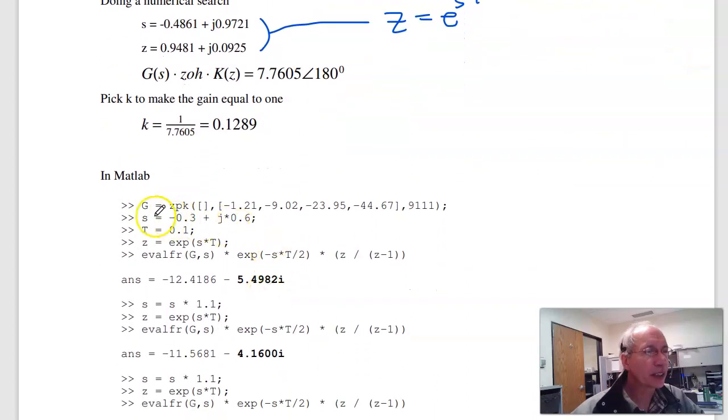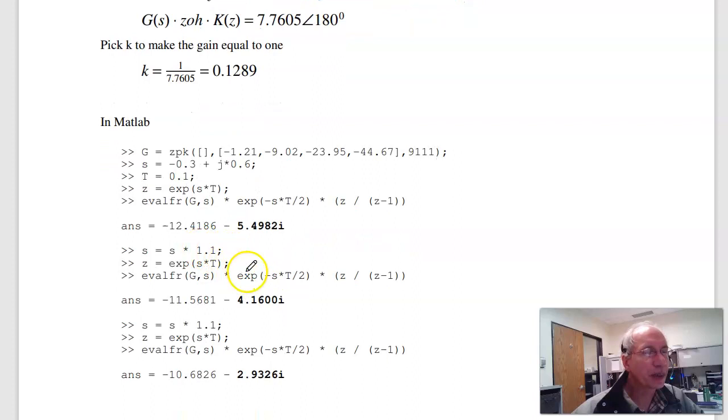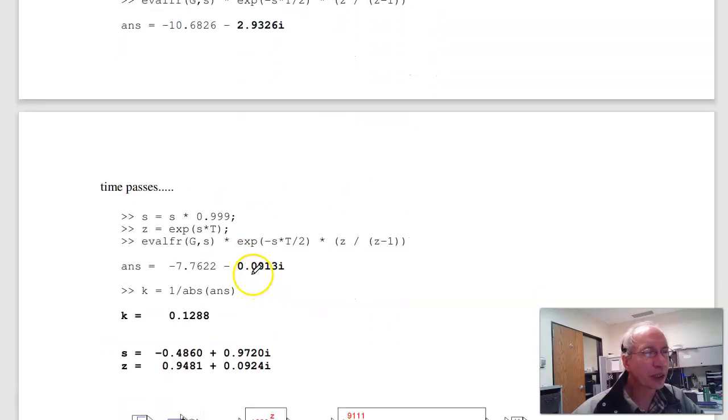And in MATLAB, I can find that. Here's your g of s, there's s, here's t, there's z. Evaluate g of s at that point in the s-plane times the half sample delay for the sample and hold times k of z. So I need to know z given s. And I want the complex part to be 0, or I want this to be negative real. So this point is not on the root locus. Keep iterating, make it 10% larger, keep going, keep iterating until the complex part is 0. At that point, I've got the spot on the root locus plot, s and z. To make the gain 1, pick k to make the gain 1.